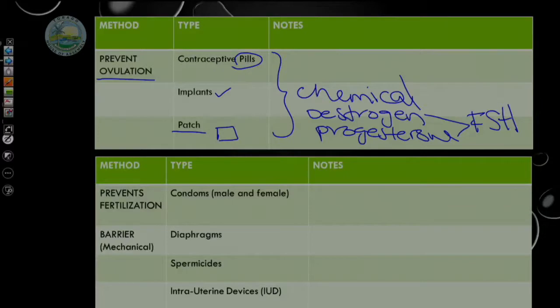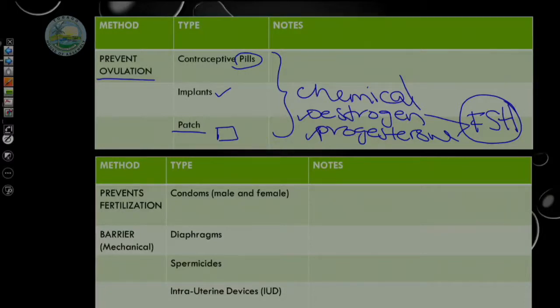It's a hormone that is introduced, a naturally produced hormone, because your body naturally produces these two hormones, but the levels are increased to the point where it prevents the follicles from being stimulated. So no mature ovum and therefore no ovulation. If no ovulation, then you cannot become pregnant.